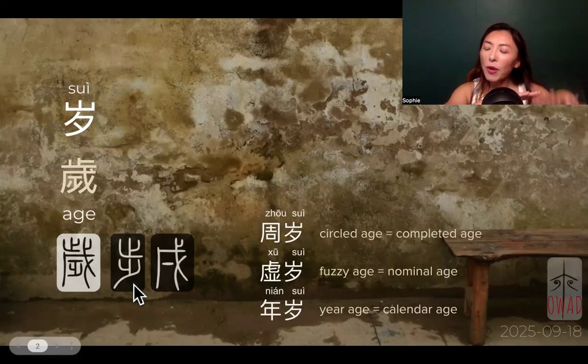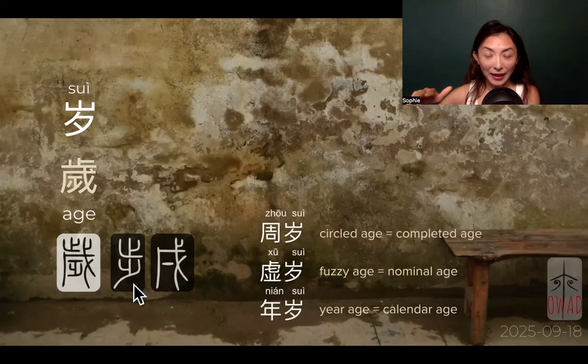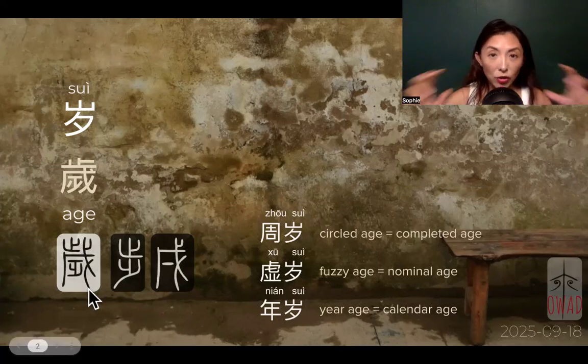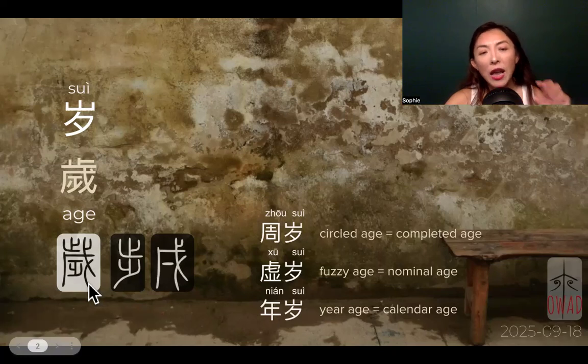This footstep represents progression. Progression plus almost getting to the full cycle. And that's how Chinese construct age. And this construction visually packs the two concepts together, which is one rare case in Chinese construction.